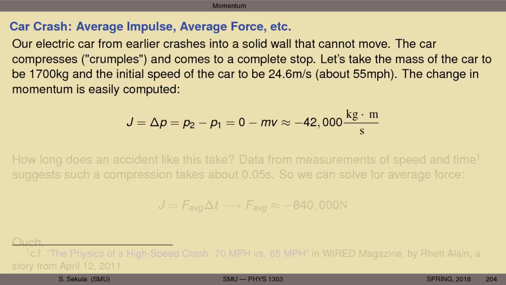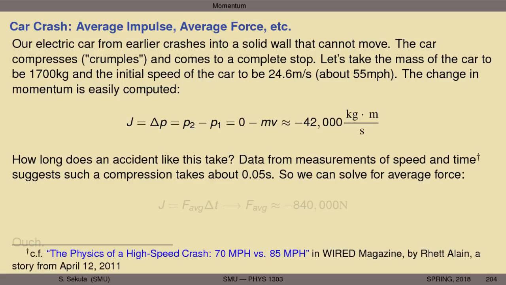So let's see if we can turn this into some other information that will give us a sense of, say, what could happen to the vehicle or what could happen to the passenger inside the vehicle. Now, one thing we need to know is how long does an accident like this take? Well, you can look at data from measurements of speed and time in crash tests. And you'll find out that this compression, this deceleration to zero speed, takes about 0.05 seconds. This is incredibly fast. This is why, in an accident, people often have a very hard time remembering what happened. It happens fast. They may be unaware of the conditions under which the accident occurs. And by the time all the damage is done, almost no time has passed.